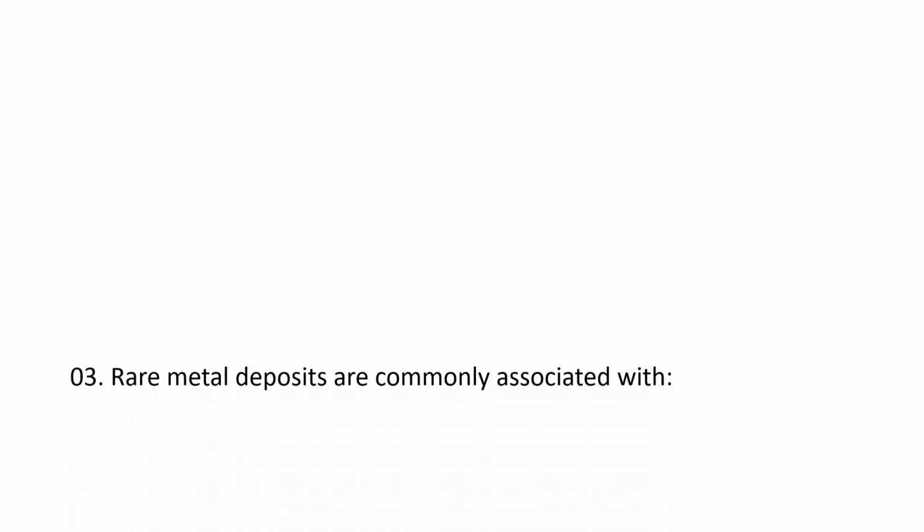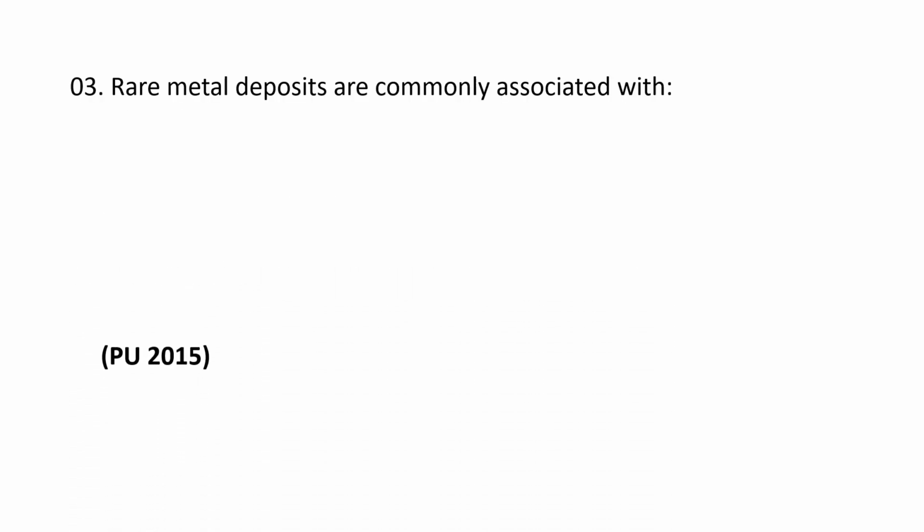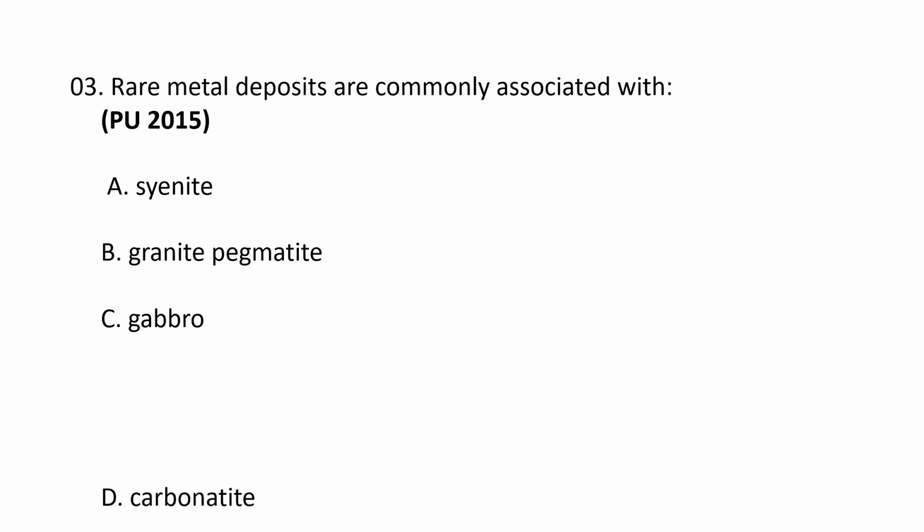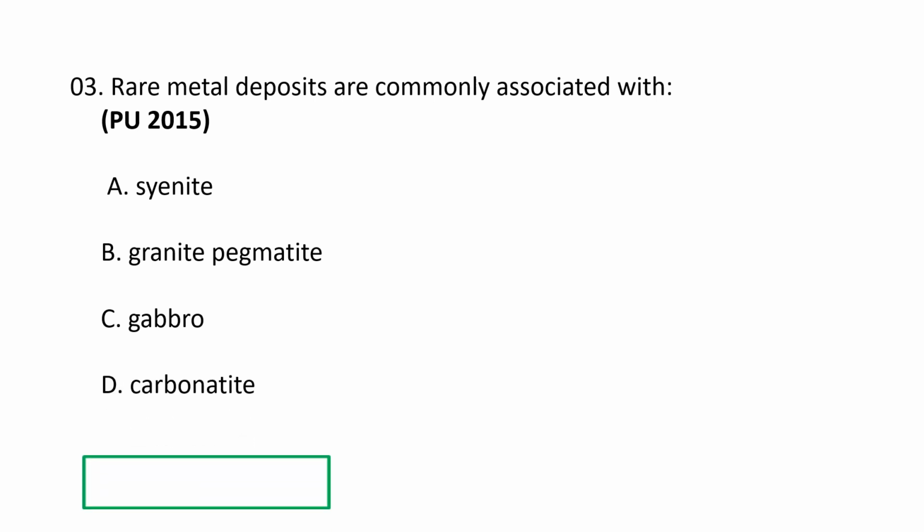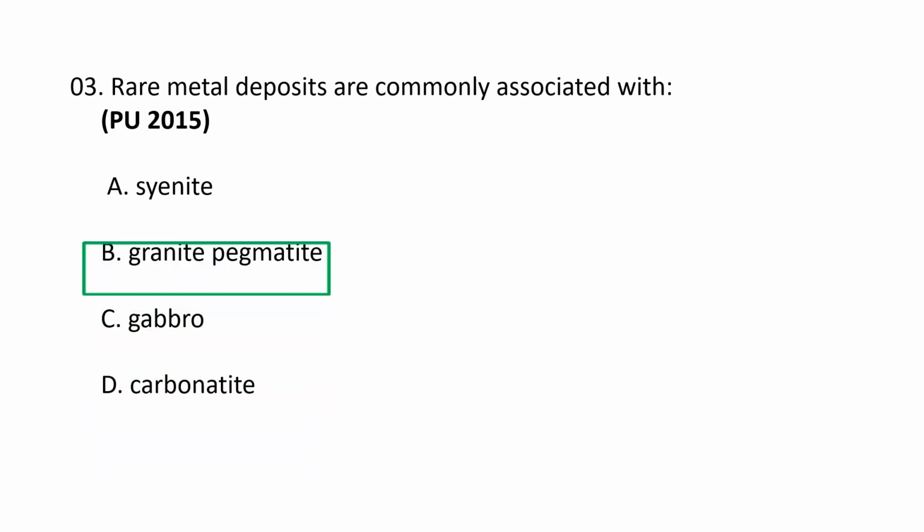Next question. Rare metal deposits are commonly associated with A. Kimberlite, B. Granite pegmatite, C. Gabbro, D. Carbonatite. Rare metal deposits are commonly associated with granite pegmatite, which are highly evolved granitic rocks that can be enriched in elements like lithium, beryllium, niobium, tantalum, and rare earth elements. So rare metal deposits are commonly associated with granite pegmatite. B is the correct option.